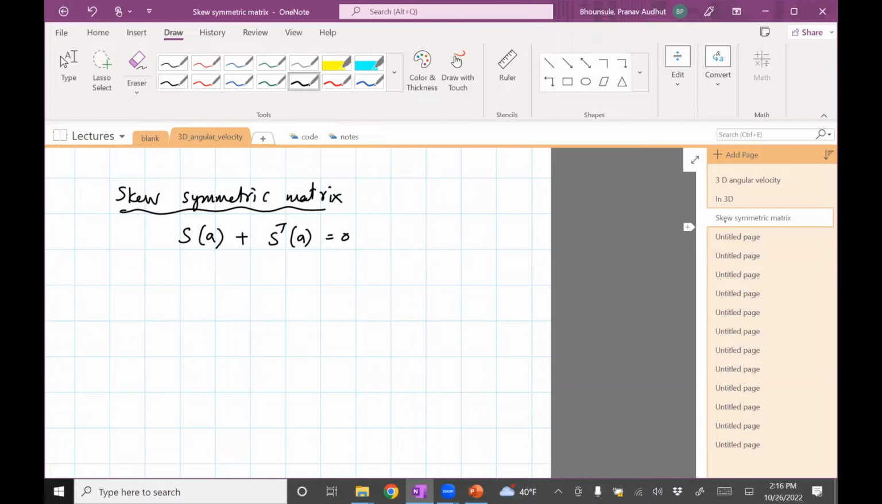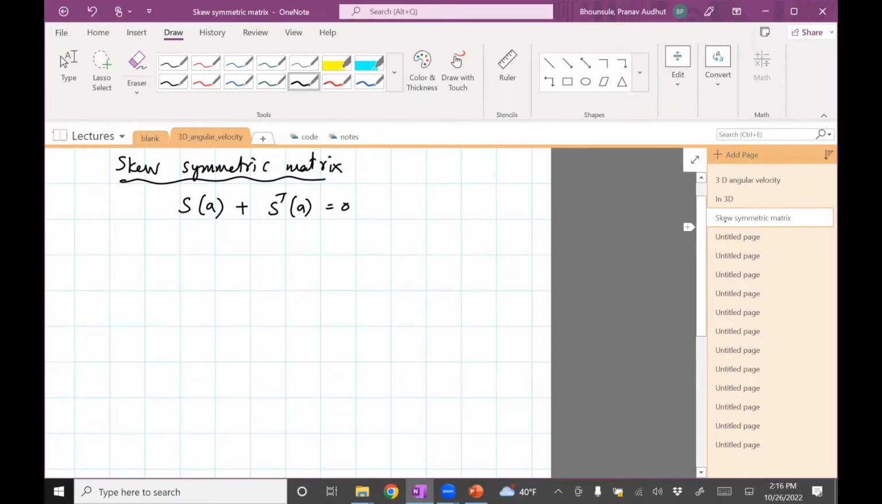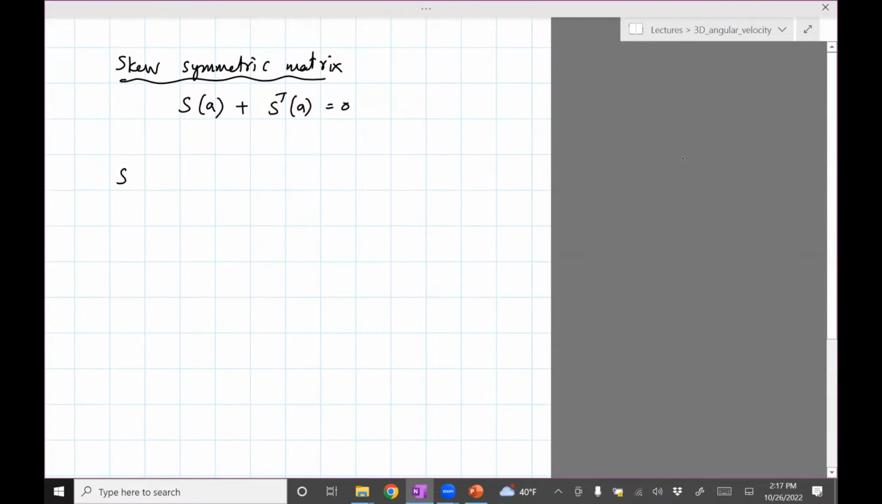So a generic form for S of A is this: 0, minus AZ, AY; AZ, 0, minus AX; minus AY, AX, 0. You can check that if you take the transpose of that, you will find that the transpose is the negative of S of A.